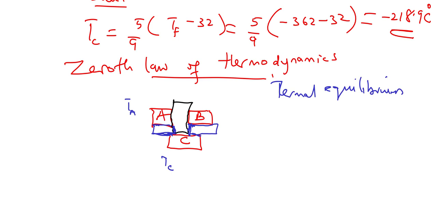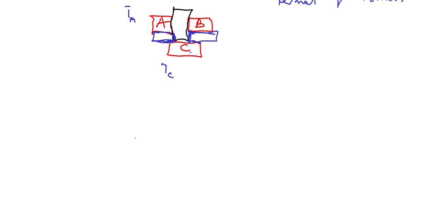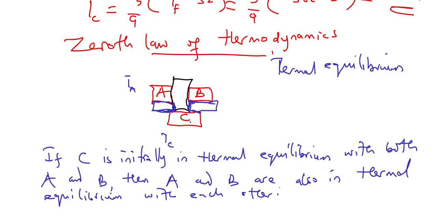Now, if A is in thermal equilibrium with C, and B is also connected to C by a conductor, so there's exchange of heat between B and C, and B is also in thermal equilibrium with C, then the Zeroth law states that A and B are also in thermal equilibrium. So let me write the Zeroth law. If C is initially in thermal equilibrium with both A and B, then A and B are also in thermal equilibrium with each other.